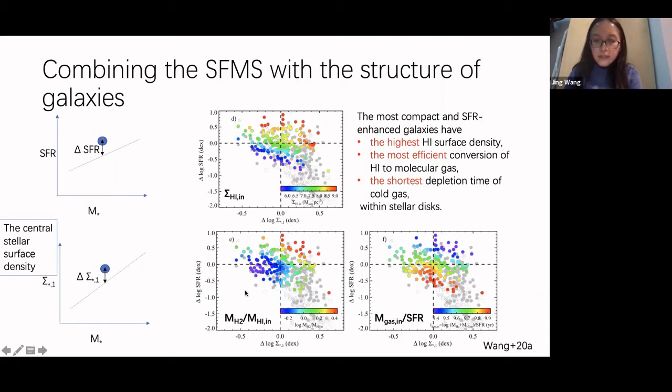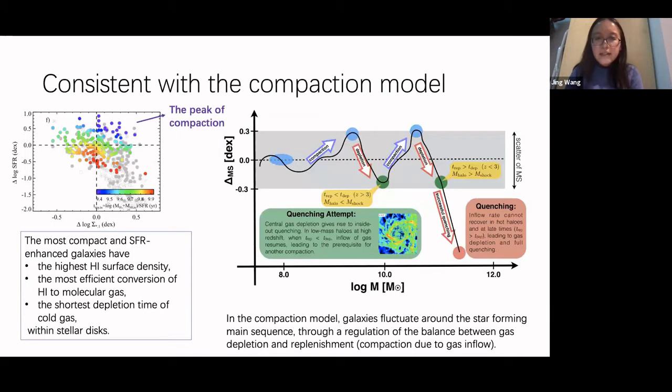It goes in the direction from the left bottom to the top right, so that the most compact and most star-forming galaxies have the highest averaged HI surface density. They have the highest efficiency of converting the HI to molecular. And they have the shortest depletion time. What does it indicate? These trends are perfectly consistent with the theoretical compaction model for galaxy evolution.